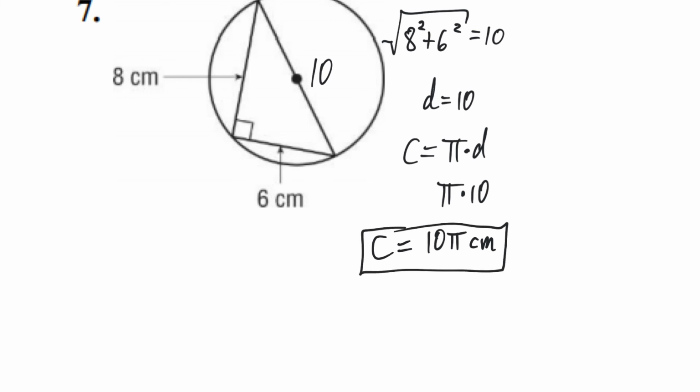But let's also go ahead and get the decimal version of it. So go ahead and type in 10 times pi and let's see what that is. 31.42, is that right? Yeah, it would be right.